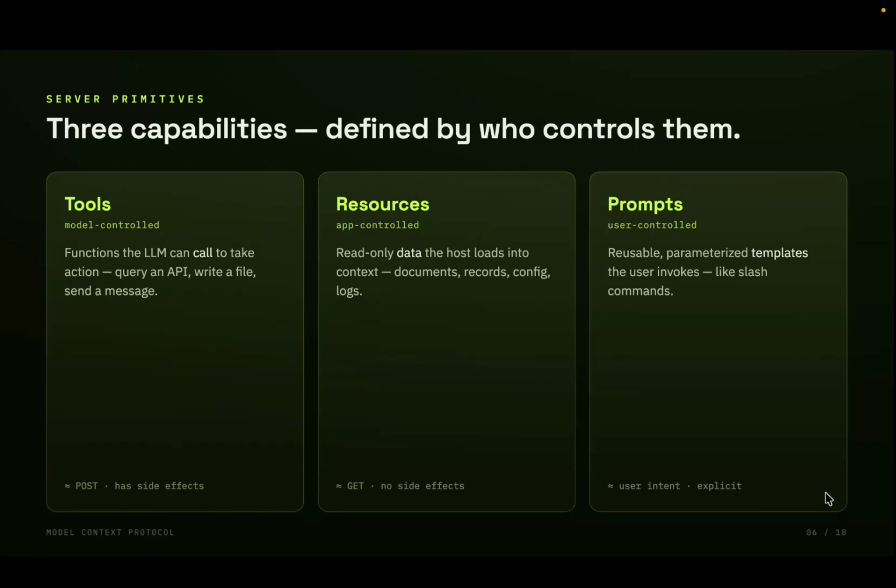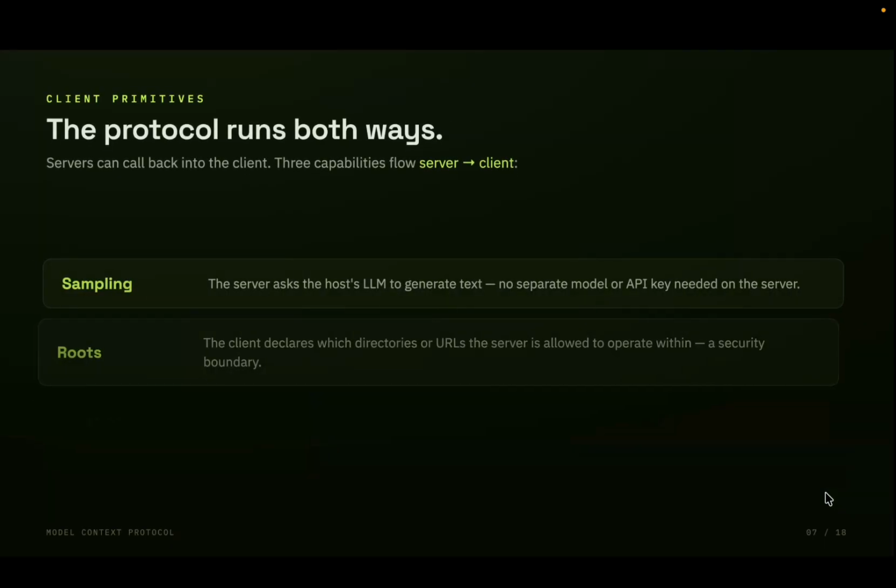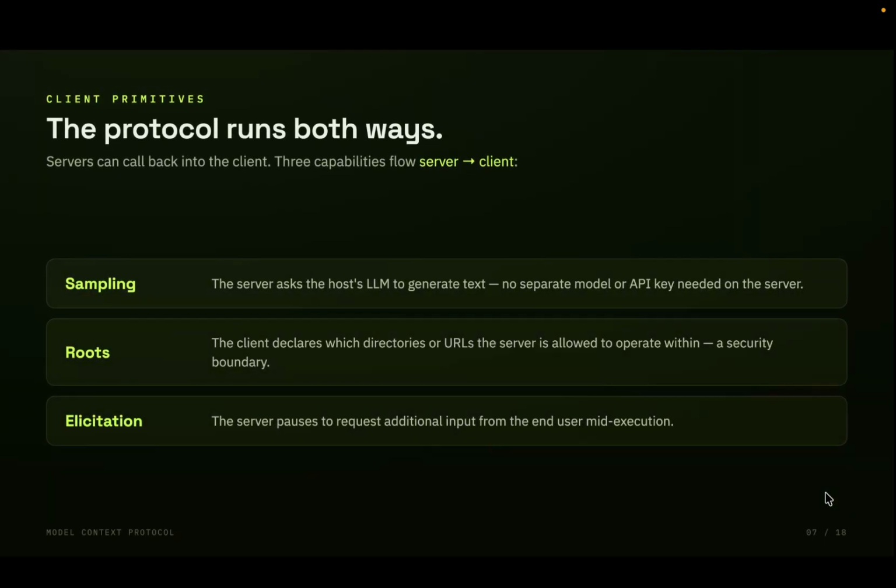A server exposes 3 kinds of capability, and the difference is who controls them. Tools are model controlled. Resources are application controlled. Prompts are user controlled. Remember that control axis. It shapes everything.